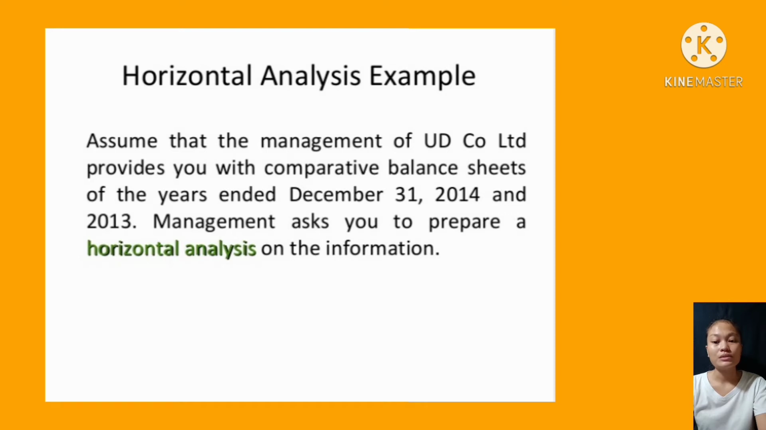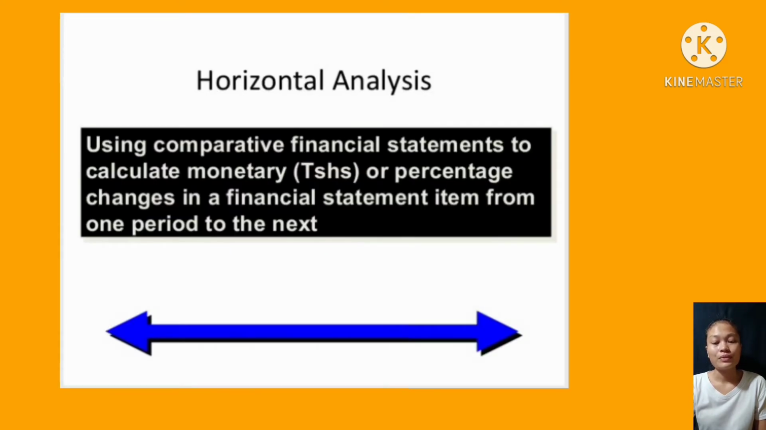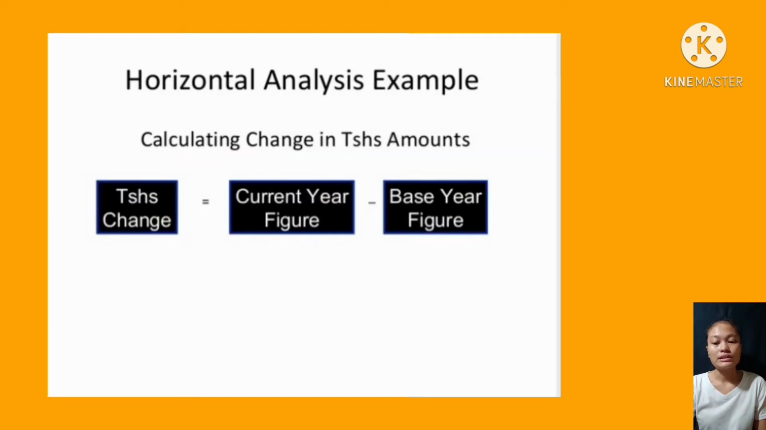Assume that the management of UD Corporation Ltd. provides you with comparative balance sheets of the years ended December 31, 2014 and 2013. Management asked you to prepare a horizontal analysis on the information, using comparative financial statements to calculate monetary or percentage changes in a financial statement item from one period to the next.